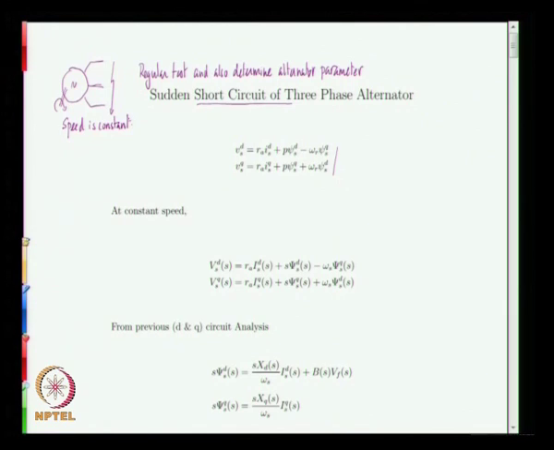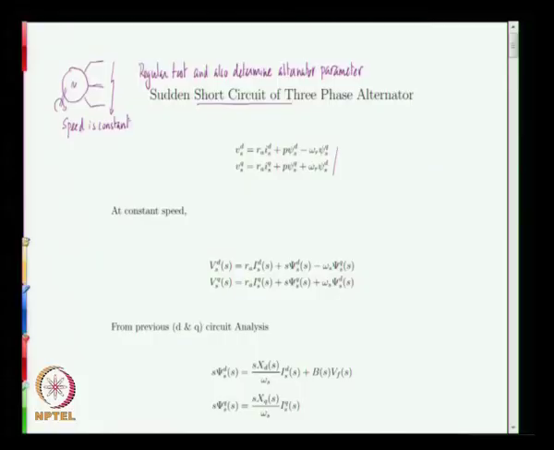This is a reasonable assumption because normally if you are going to subject an alternator to a fault, the speed will take certain time to change, whereas electrical variables are immediately affected, and therefore during the interval when speed has not yet changed, our analysis will still be holding good. So, if speed is going to be fixed, omega r is going to be fixed.